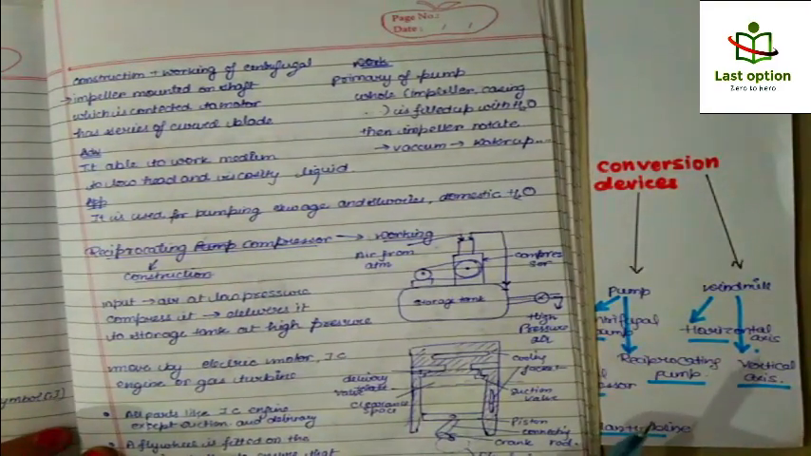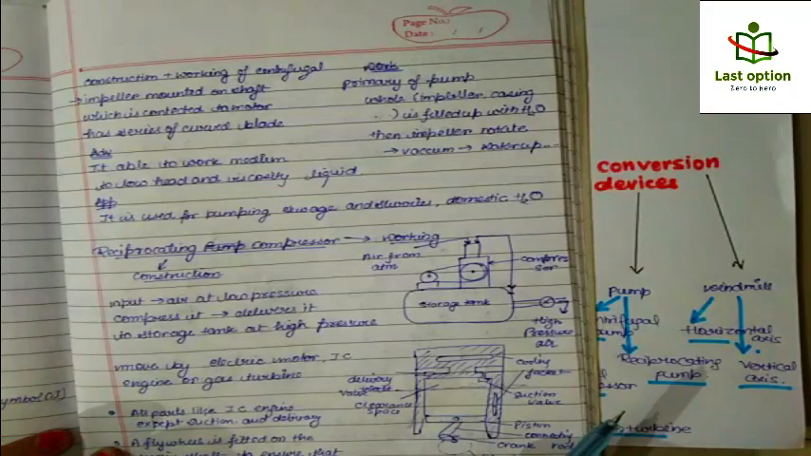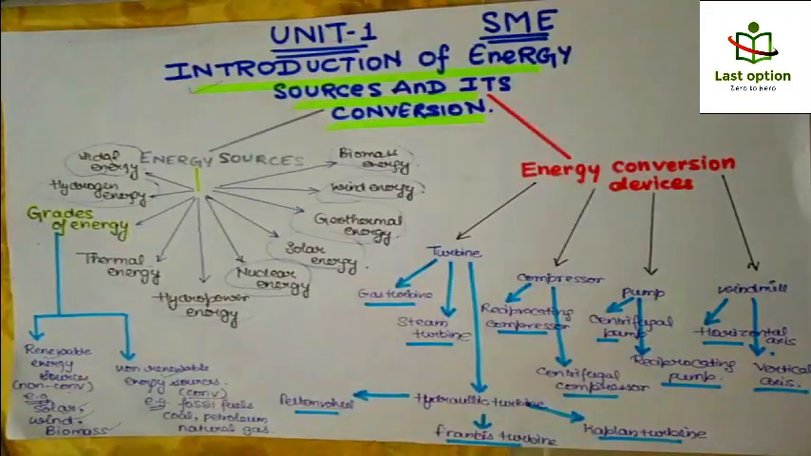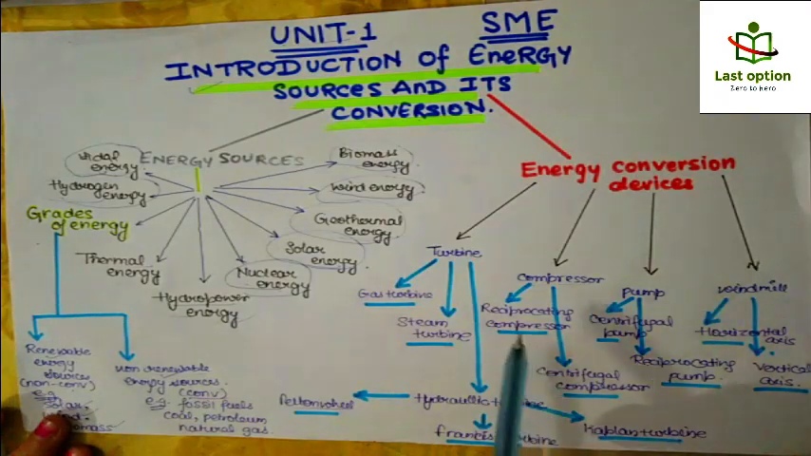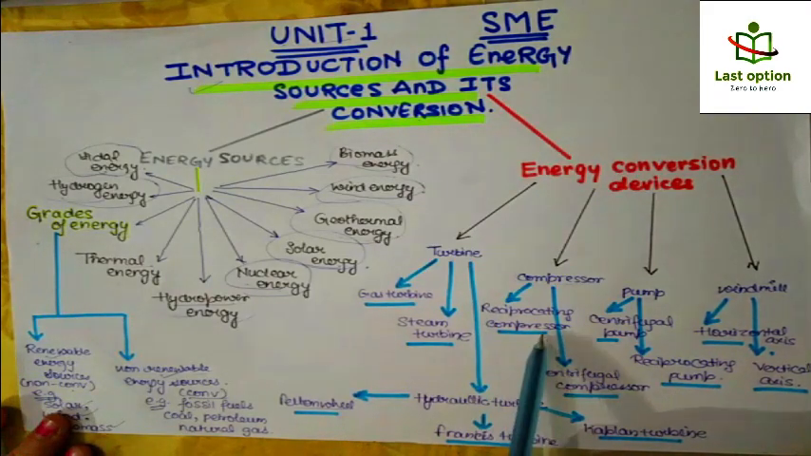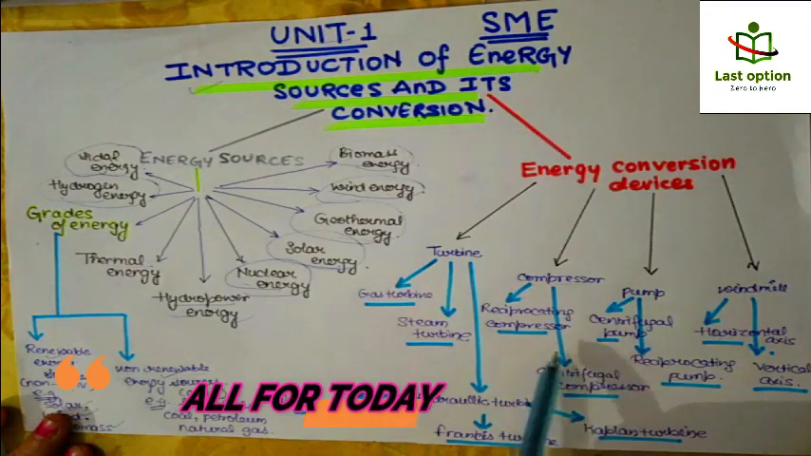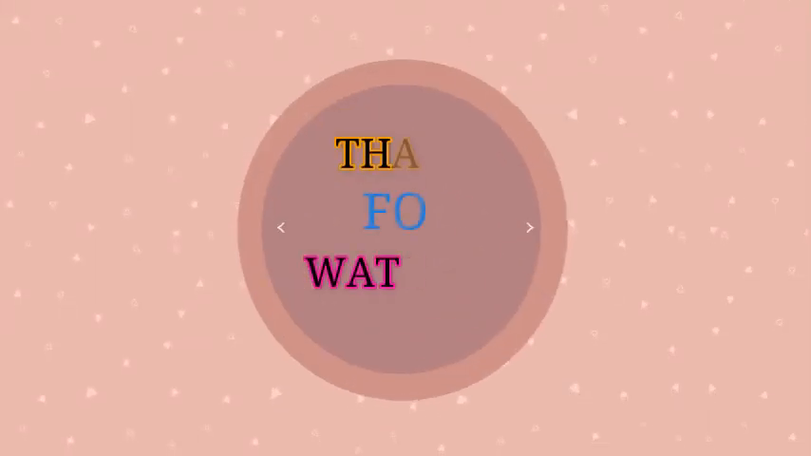Now the next topic that we have to cover is the compressor. So let's move towards the compressor, right? So we have to study two types of compressor, that is the reciprocating compressor and the centrifugal compressor. Pumps and compressors are different things, don't mix them, okay?